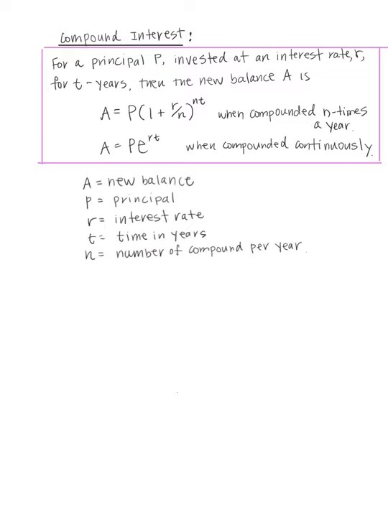So let's just summarize this. We've got so many notations going on. A is the new balance, P is the principal, R is the interest rate, T is time in years, and N is the number of compounds per year.